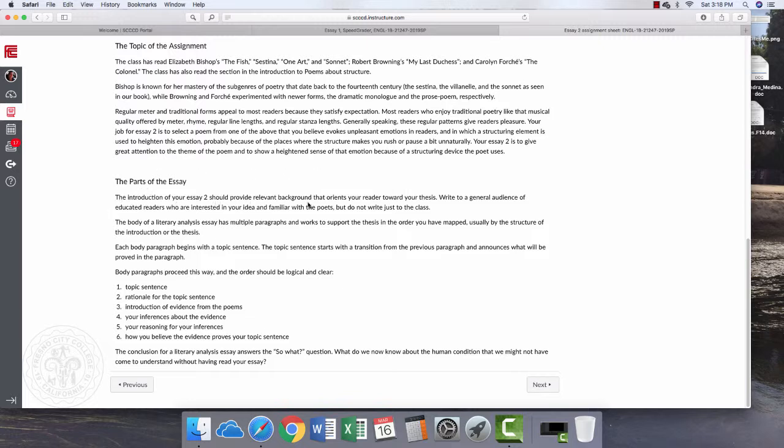The introduction should provide a little bit of relevant background that orients your reader towards the thesis. Write to a general audience of educated readers who are interested in your idea. You have a sympathetic audience interested in what you have to say. You have an audience who is already familiar with these poets. But you should not be directing your work just to class members.